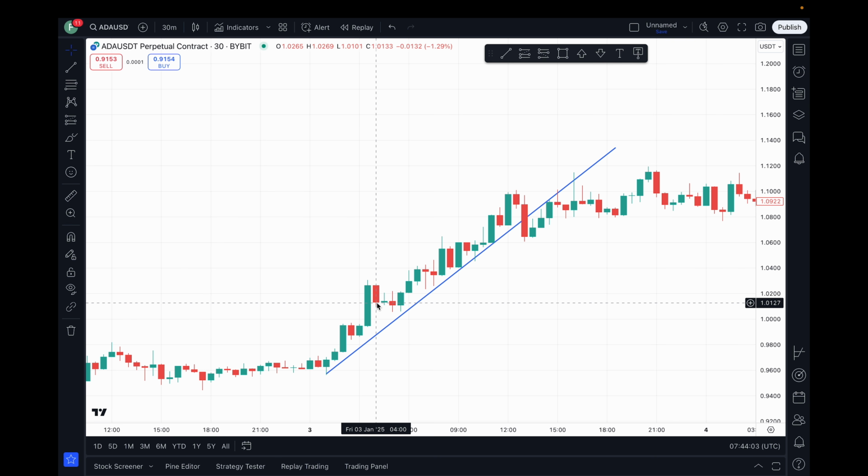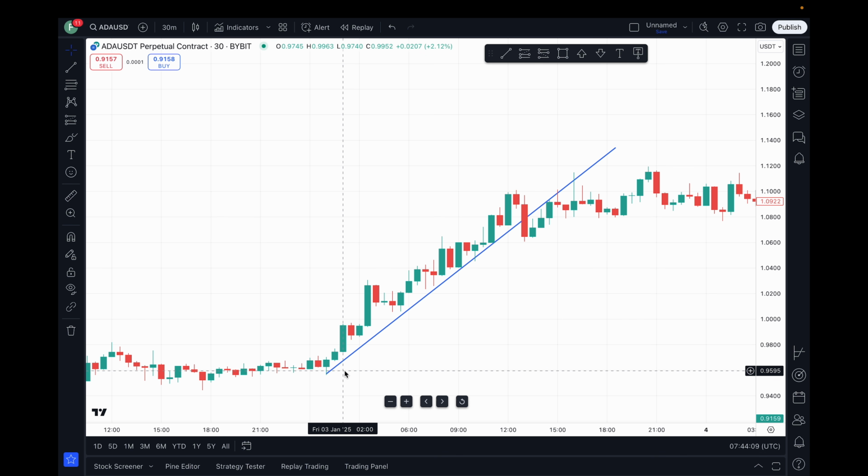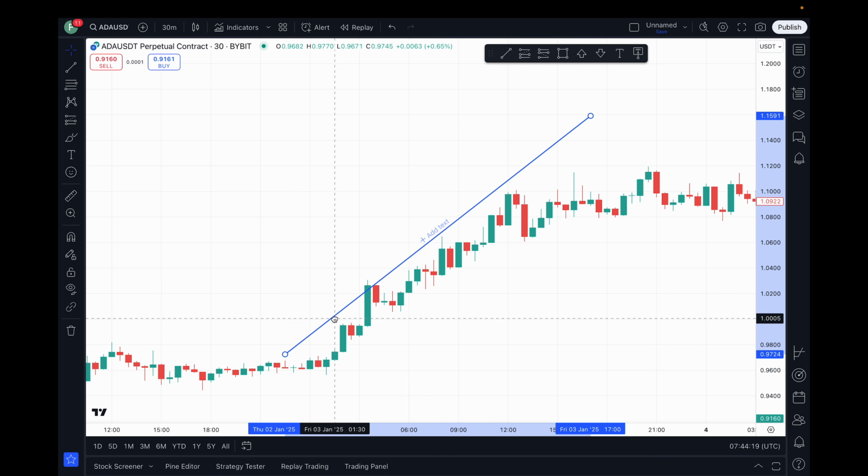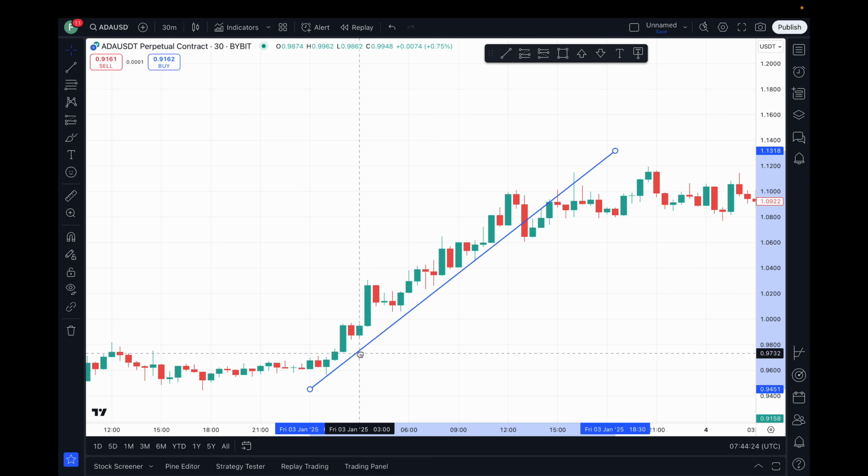Now, how you are going to understand this better is when you are drawing your uptrend line, the first thing you should make sure of is that your uptrend line is at the bottom of the candlestick. You can see this uptrend line that I just drew right here. I drew it at the bottom of the candlestick. I did not draw it above or on top of the candlesticks. I drew it below the candlesticks, where it is now. So that's the right way.